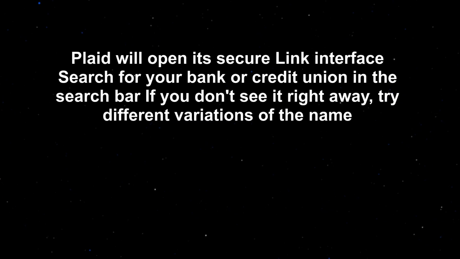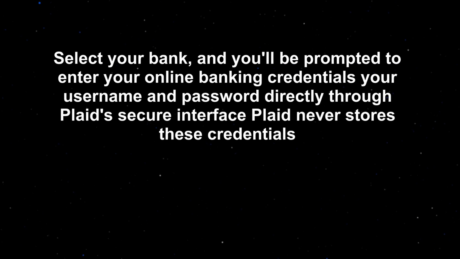Plaid will open its secure link interface. Search for your bank or credit union in the search bar. If you don't see it right away, try different variations of the name. Select your bank, and you'll be prompted to enter your online banking credentials, your username and password, directly through Plaid's secure interface. Plaid never stores these credentials.